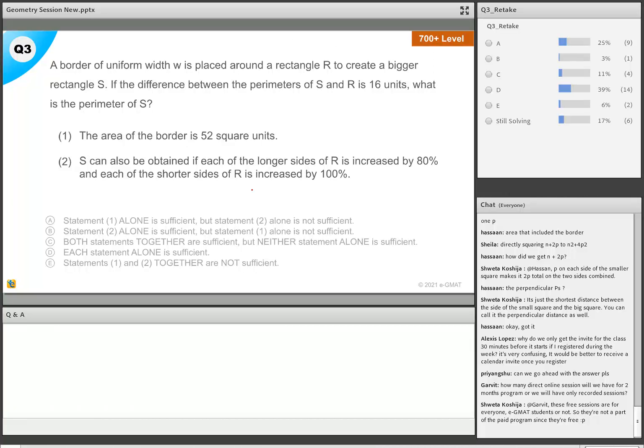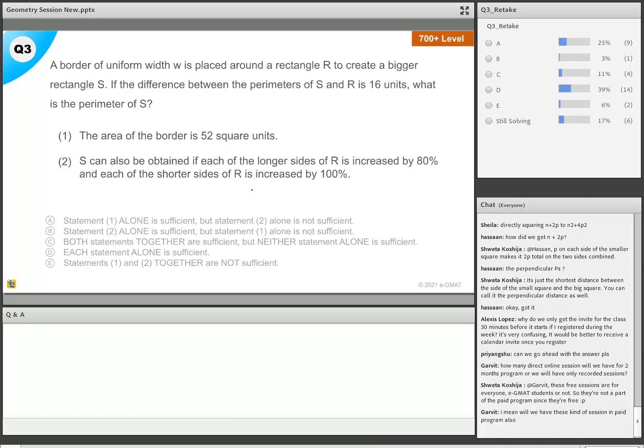Now, in this question, it's given that a border of uniform width W is placed on a rectangle R to create a bigger rectangle S. And the difference between the perimeters has been given as 16 units. I need to find out what is the perimeter of S, and then the two statements that I have over here, right? So let's get started with this question.